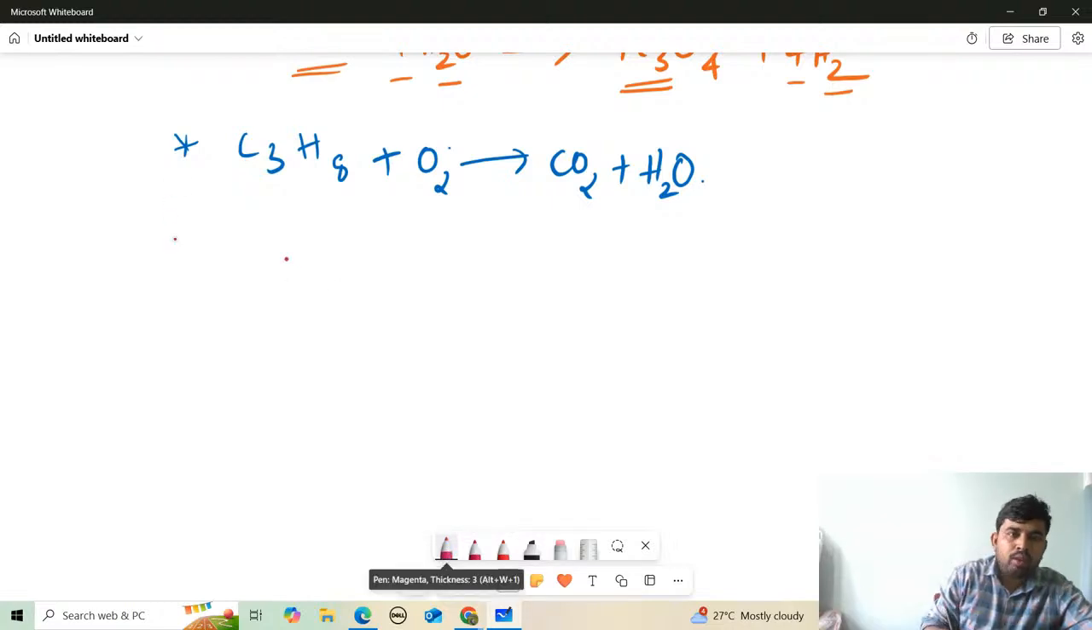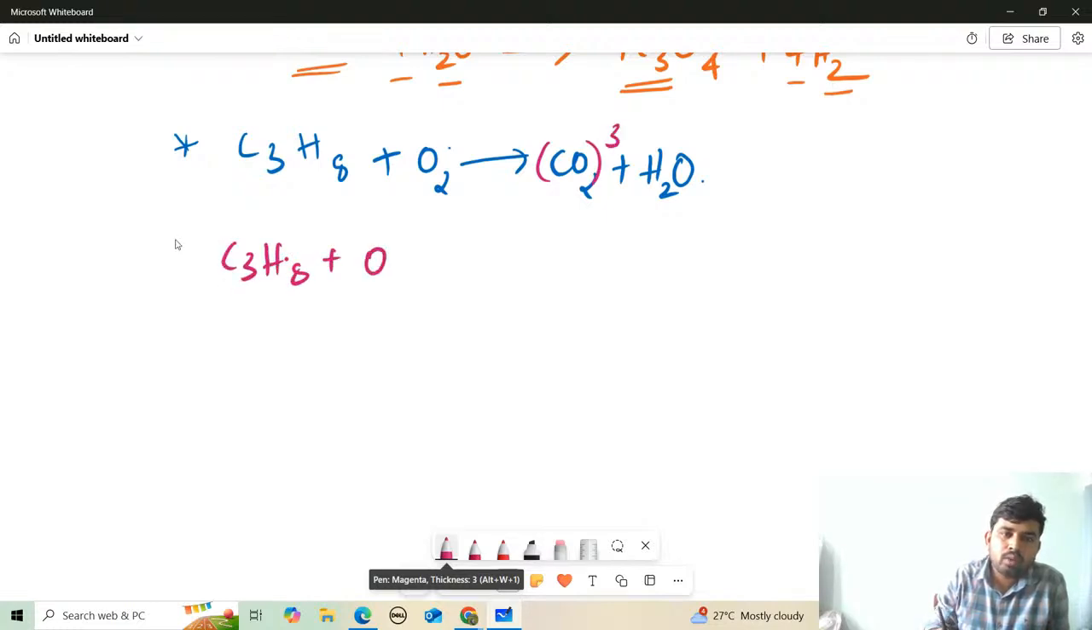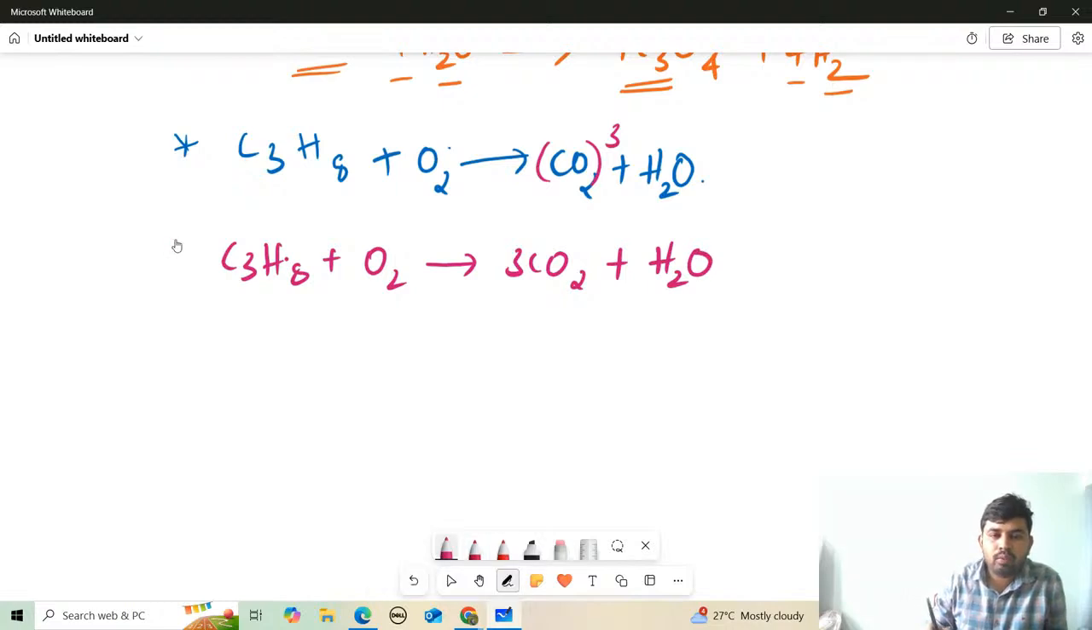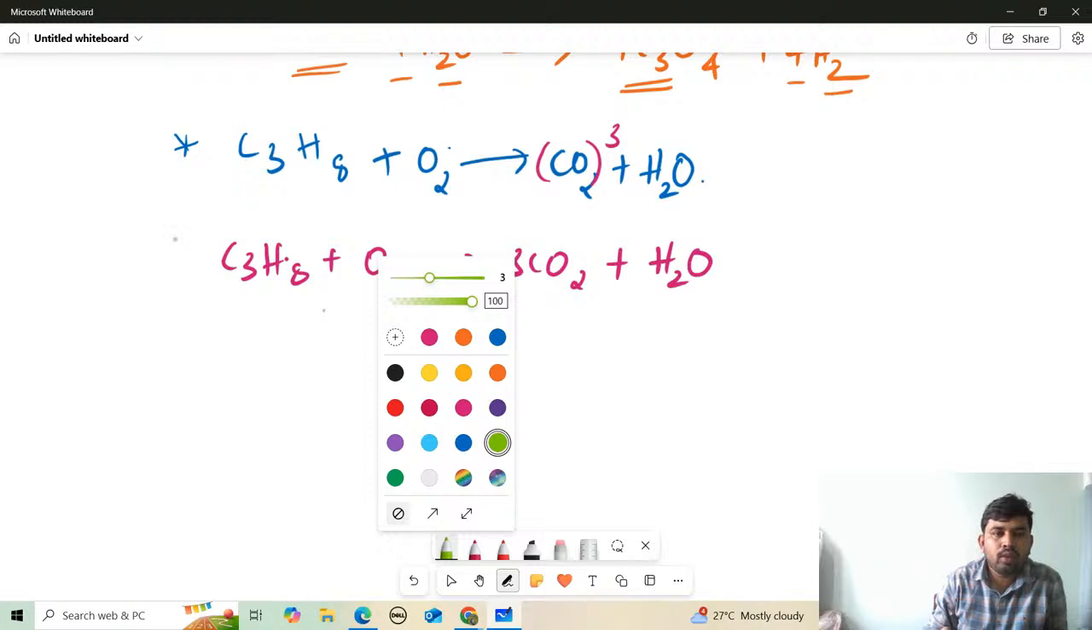So first you should draw the box here. This is the biggest formula, C3H8, so I'll start balancing here. Three carbons are there. I'm multiplying this carbon dioxide with three. So I'll get C3H8 plus O2 gives rise to 3CO2 plus H2O. So we balance the carbon.